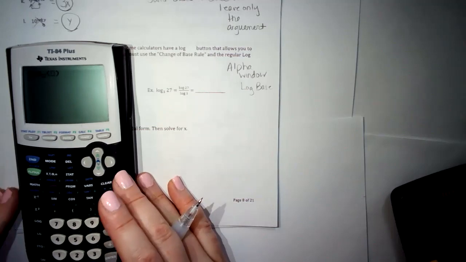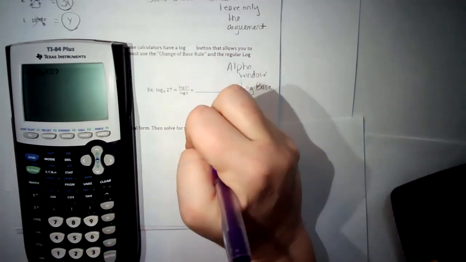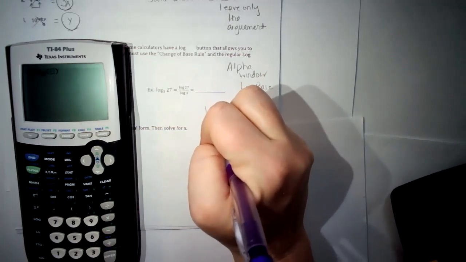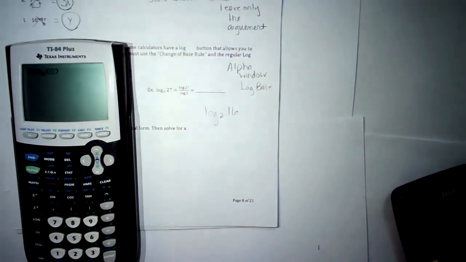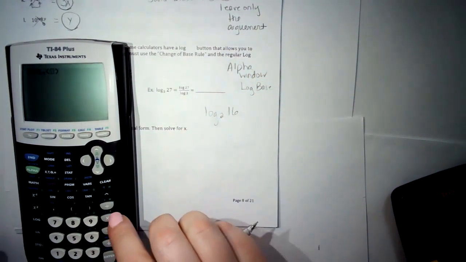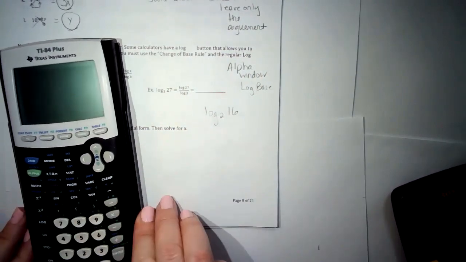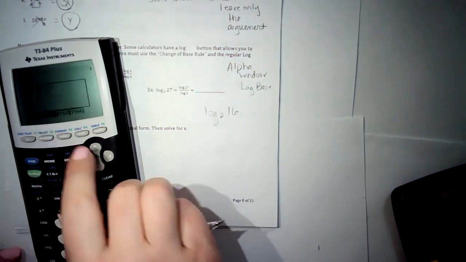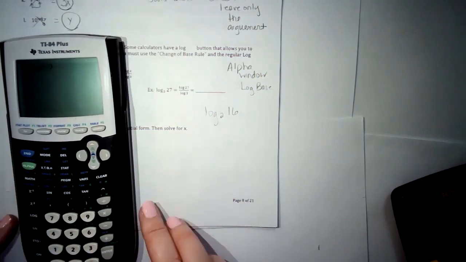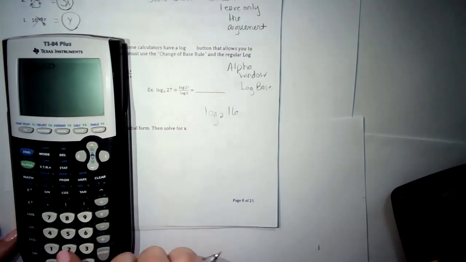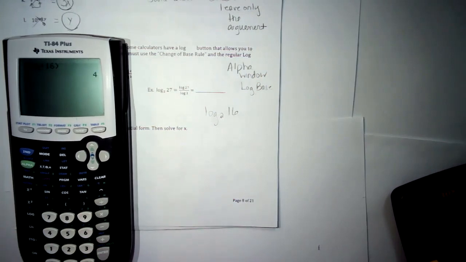Okay. All right. So if you have this guy, it's super easy. Let's try the log. Let's see, log base 2 of 16. If you have this fancy one like this, then you're just going to do alpha window down to log base like this. And then 2 is your base and 16 is your argument. And you should end up with 4.